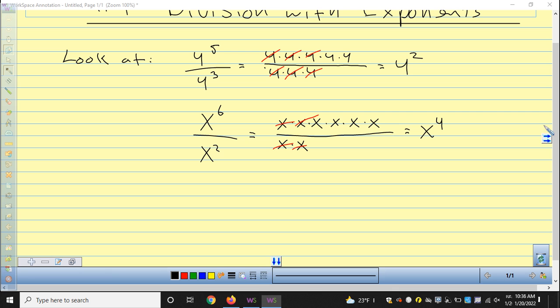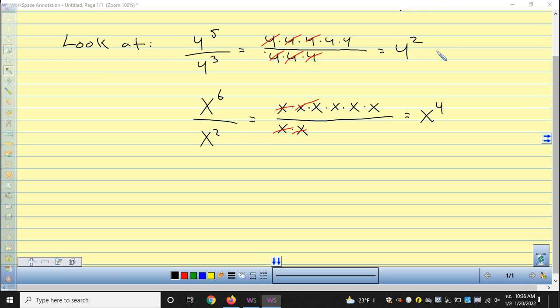Can we see what's going on with those exponents there? We're subtracting. So that's going to be our rule. And we could write 4 squared, 4 times 4 is 16, if we wanted to simplify it further.